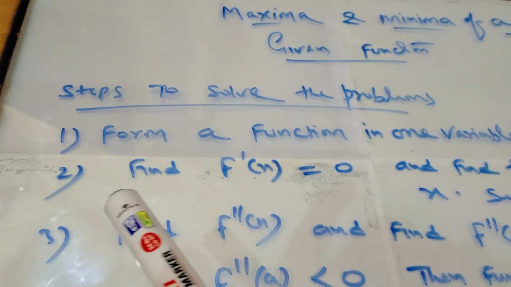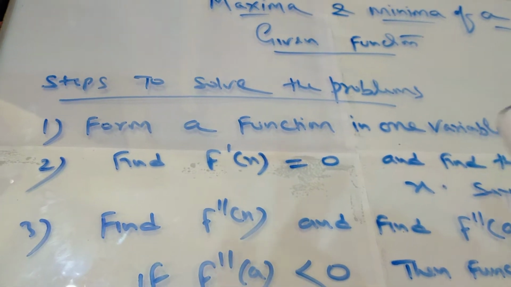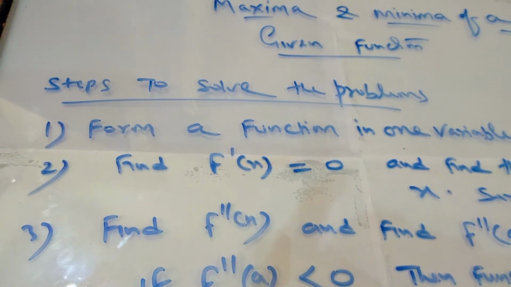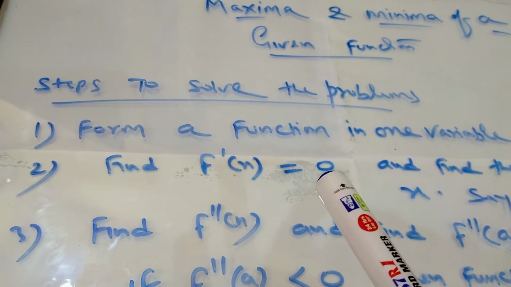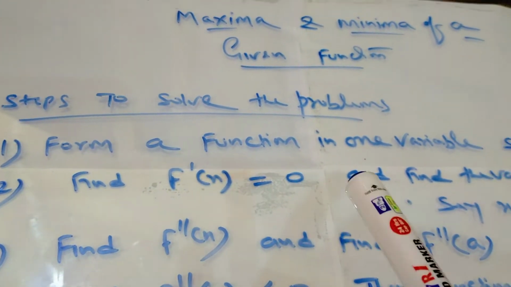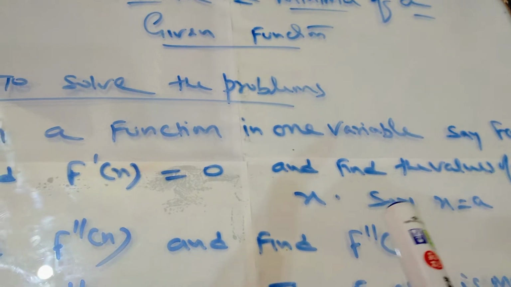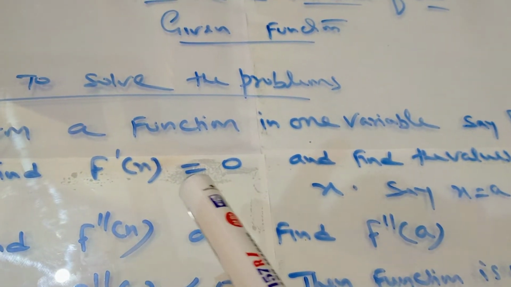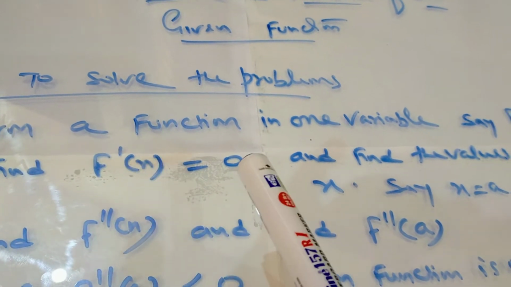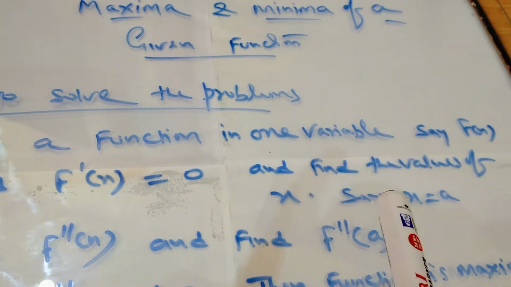In the second step, if you have already found f(x) in one variable, then differentiate it and make it equal to 0. After equating to 0, you will get the value of x. Suppose that value of x is a. Suppose after you differentiate first and then equate to 0, you are getting the value of x is a.